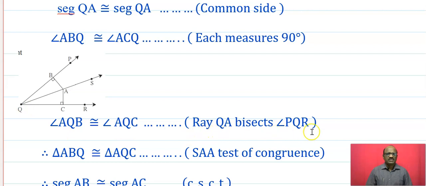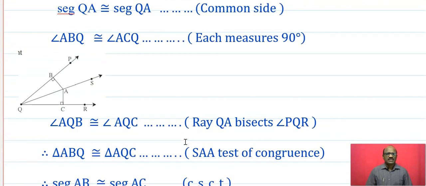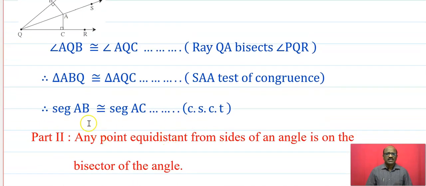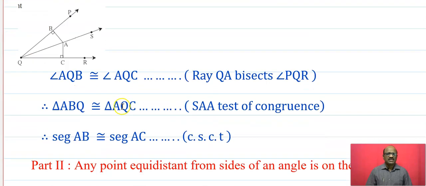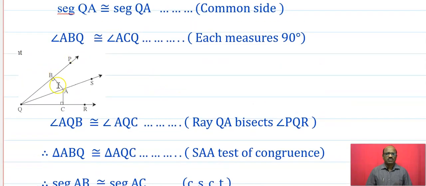That is, the ray QA is a bisector of angle PQR, and that's why triangle ABQ is congruent to triangle AQC by the SAA test of congruence. That is, we are considering two angles and one side: the angle adjacent to the side and the angle opposite to that side. Therefore, segment AB is congruent to segment AC, CPCT, that is, point A is equidistant from these two sides.